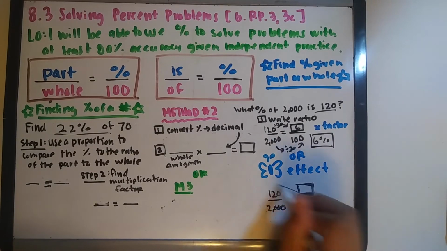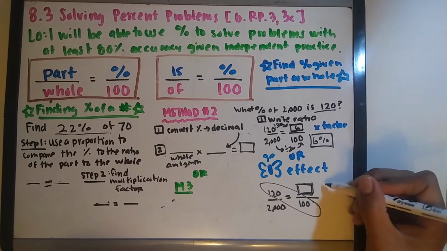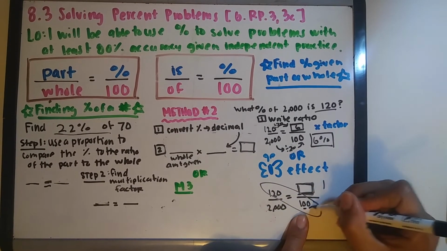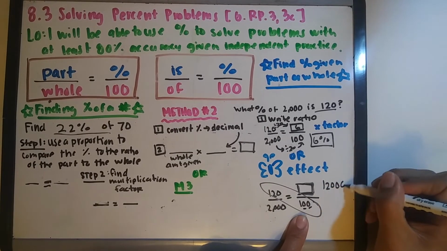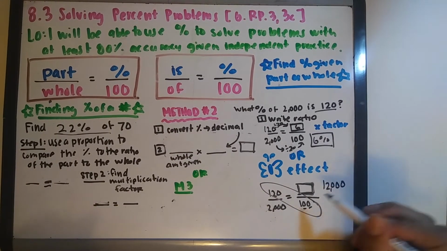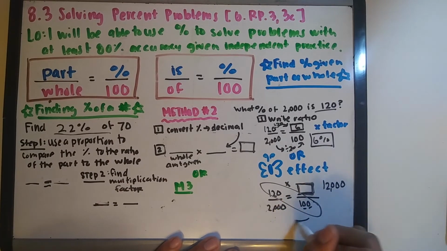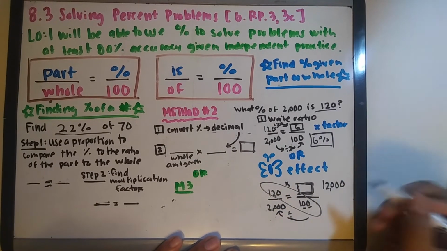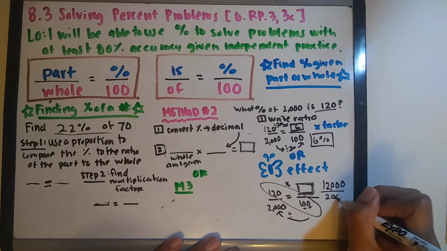So what you do is you multiply this two. So 120 times 100. Remember, when we multiply by 100, I just add those two zeros. So that's 12,000. And then I'm going to multiply this two, and then I'm going to divide by this right here. So divide by 2,000.